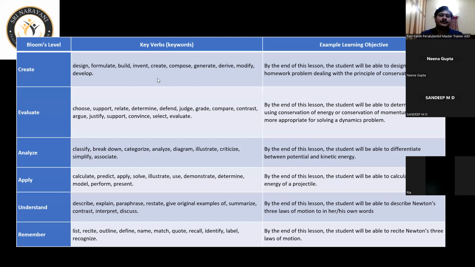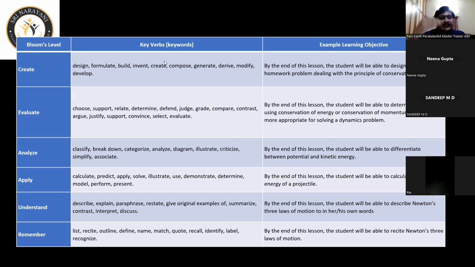This is the difference. And in the case of applying, by the end of this lesson, the students will be able to calculate the kinetic energy of a projectile. Isn't it? Here, the child is using the knowledge in a real life scenario. He is applying. He will be in a position to calculate the kinetic energy of a projectile. So here the child is applying the knowledge that he or she has gained during the transaction.